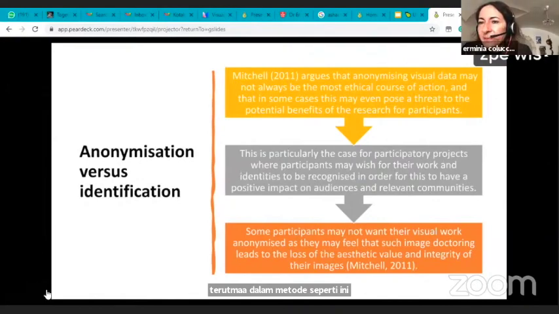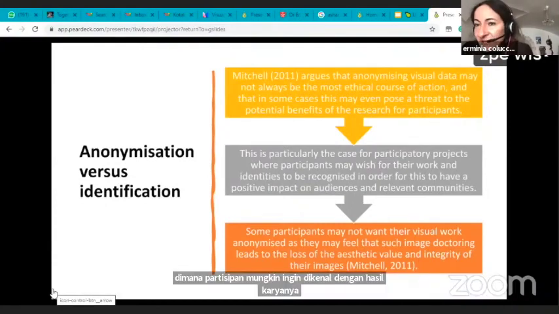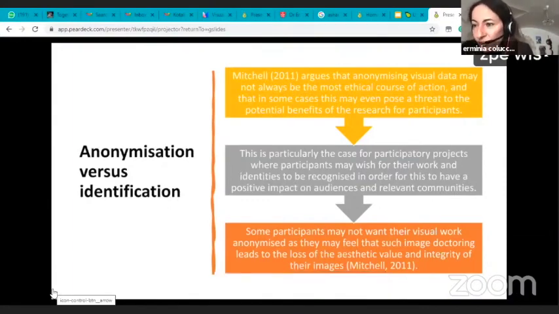And this is particularly so for a participatory project, where the participants want their work to be recognized, to have an impact on audiences and communities. So I have found a lot of people wanted to show their identity, wanted to make sure people know who they are, because they wanted to have an impact.